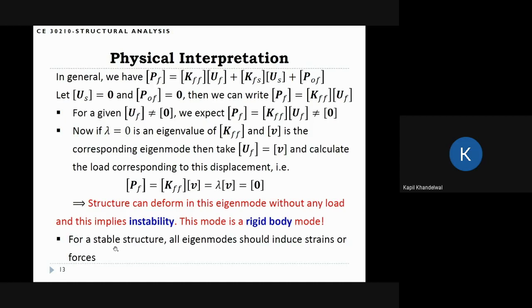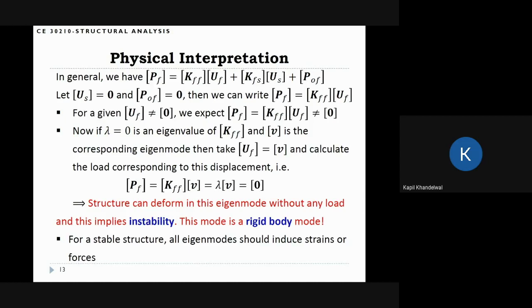And you can think in the reverse way also for a stable structure. If you have a stable structure, all the lambda will be greater than 0. And all the eigenmodes will correspond to a case where PF will not be equal to 0. So whenever you try to displace in a particular eigenmode that is related to an eigenvalue that is greater than 0, you will have PF that is not equal to 0. And so the main idea is that for a stable structure, all eigenmodes should induce strains or forces. All eigenmodes should be able to create strains within the structure.